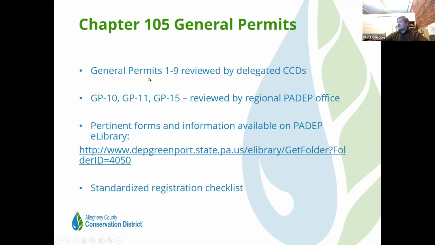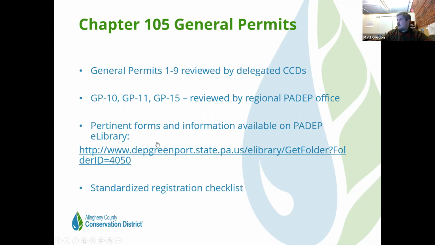There are 3 other general permits, the GP 10, 11, and 15. These would be reviewed by the regional DEP office. The GP 10 is for abandoned mine reclamation if you have obstructions or encroachments as part of AMD treatment systems. The GP 11 is for rehabilitation, replacement, modification of some existing encroachment or obstruction. And the GP 15, which I don't think statewide gets used very often, is for residential construction in wetlands.